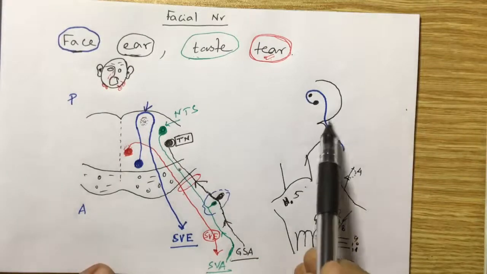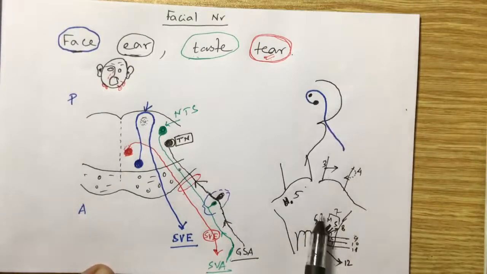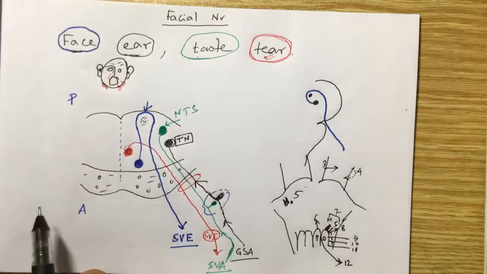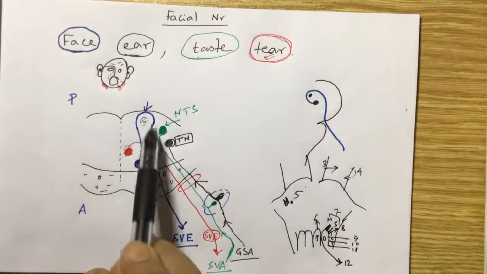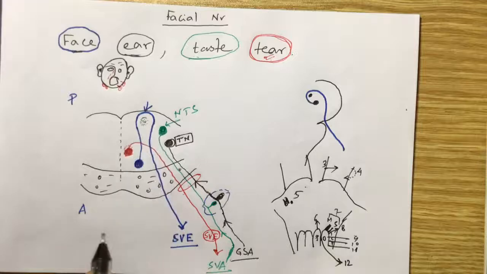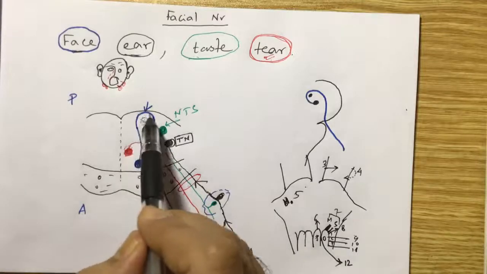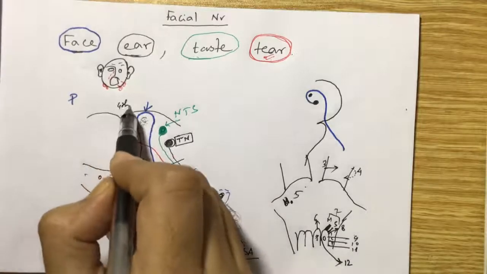And this is the lateral view, anterior view, and this is the cross section. And this is the intrapontine course of the facial nerve. And this is the facial colliculus. It is in the 4th ventricle.